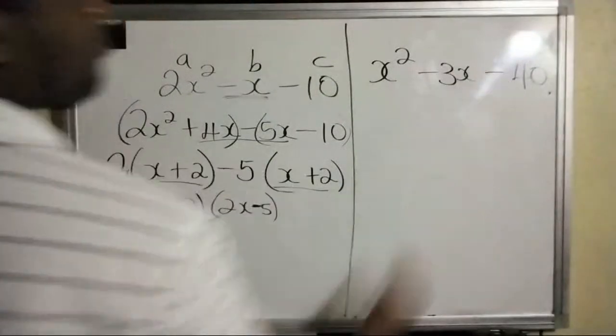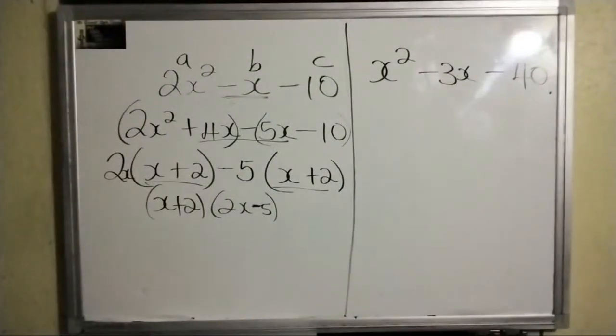So we have, I hope everyone can see because the light is always shining over the same spot. So we have x squared minus 3x minus 40. Alright, so go ahead and do that one, guys.